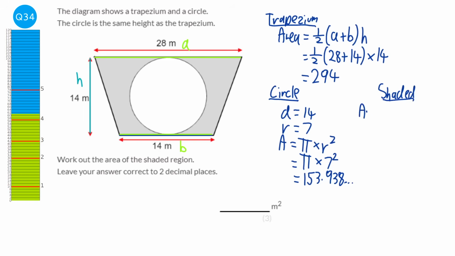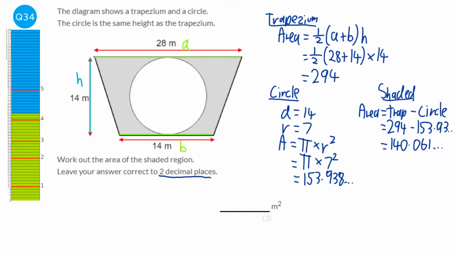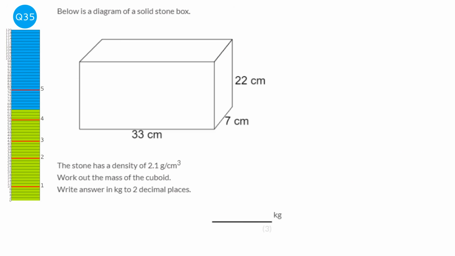So the area will be the total area, which will be the trapezium, take away the area that we don't want, which is this bit here, which will be the circle. So the trapezium's 294, the circle's 153.93 and so on, and when you do that you get 140.061 and so on. It says it wants it to 2 decimal places, so it would be 140.06.